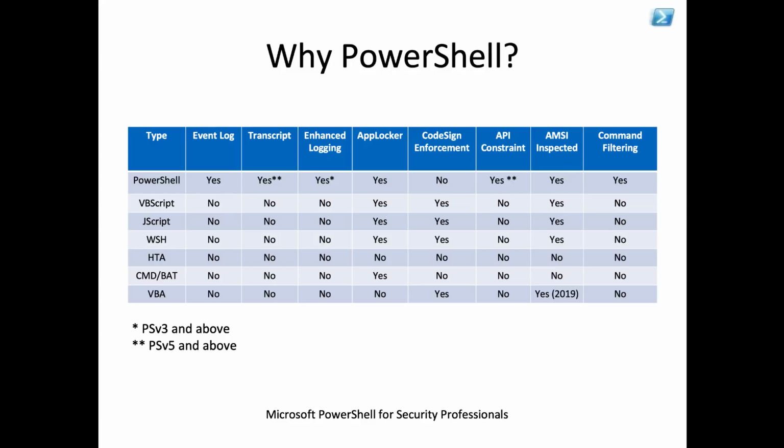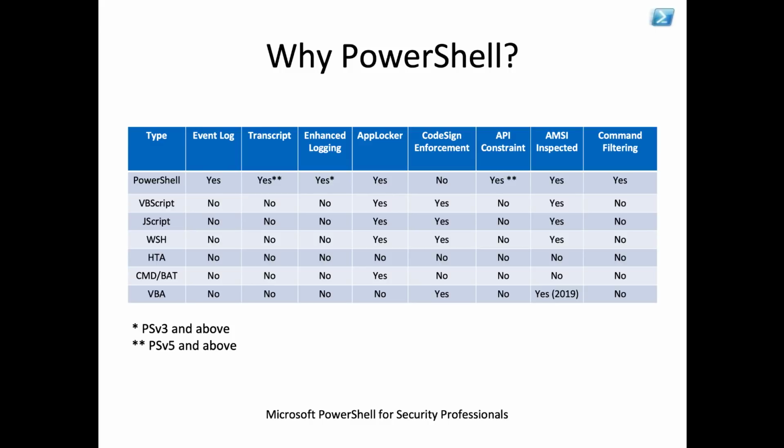So when it comes to the controls, let's go a bit here on the blue side. PowerShell event log. Yep, I can send stuff to the event log. Can I do transcripts? Yep, I can do transcripts of everything that is being done in PowerShell itself. Enhanced logging. Yes, actually I can do it. AppLocker. Can I use AppLocker to control it? Yes. Can I do code sign enforcement?